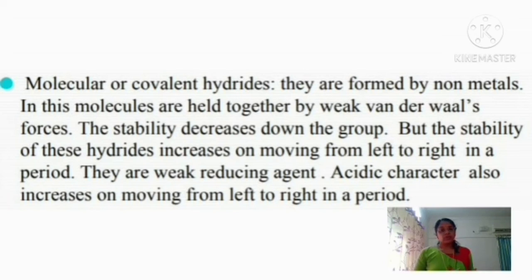Similarly, when we move from left to right in a period, the stability increases. Why? Because the electronegativity of the element increases. So when we move from methane to hydrogen fluoride, stability increases compared to methane, because the electronegativity of fluorine is very high. Similarly, the acidic character also increases from left to right in a period. Moreover, these hydrides act as weak reducing agents.